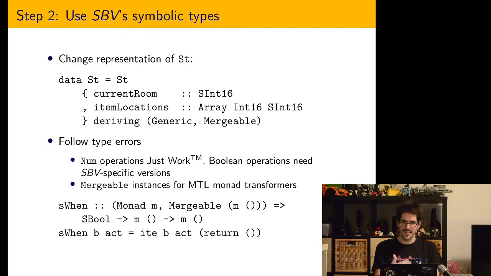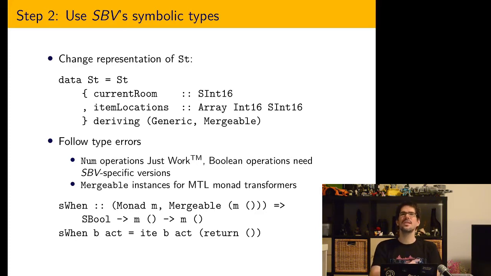So the first step in this change was to just change the representation of the state, because if the input is going to be symbolic, that means the evolution of the state is going to be symbolic. So we just replace every concrete value. In this case, the current room becomes a symbolic int, and the item locations is still an array from non-symbolic ints, because the set of all possible items for a given game doesn't change, only the location. So it's only the array values which we replace with a symbolic version of int. Then we derive the Mergeable type class instance for it, an SBV type class that basically means that if we have a fork based on some symbolic conditional, then each branch creates a new state, and we can merge these states by merging the symbolic values.